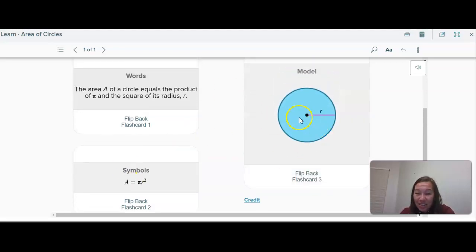So here's our circle. Here is r, the radius. Remember that the radius is the distance from the center to the outside. And the area of the circle is pi times the radius squared for any circle.